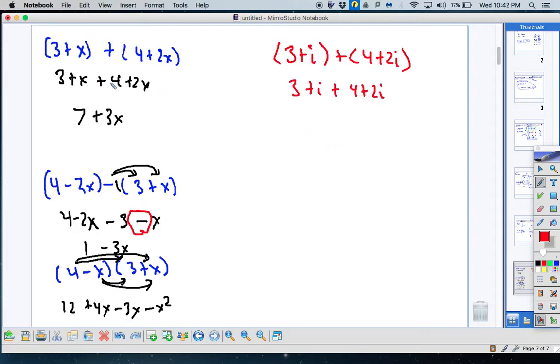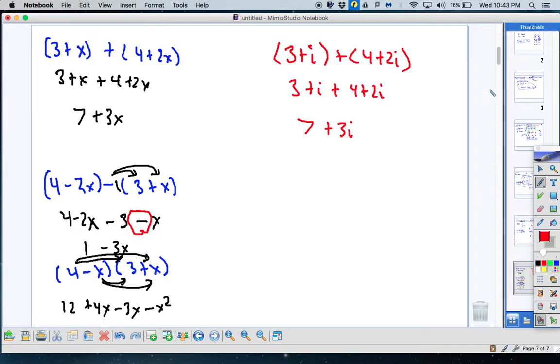So it's very similar to what we did over here. As a matter of fact, it's so similar that you can even treat the i like another variable like it was done over here. And that's exactly what we're going to do: we're going to combine like terms. The like terms are the i's get to combine with other i's, and the constant parts get combined with other constant parts. So we're going to do the 3 plus 4, and we're going to get 7. And we're going to do the i plus 2i, and we're going to get 3i. And that is our answer. So our complex answer when we add 3 plus i plus 4 plus 2i is 7 plus 3i, just like it was 7 plus 3x.